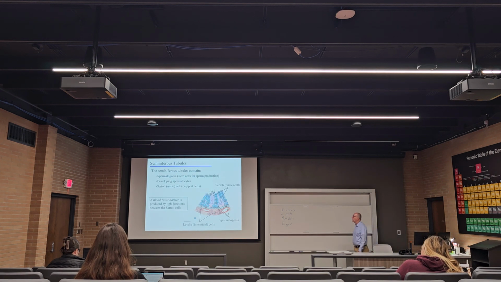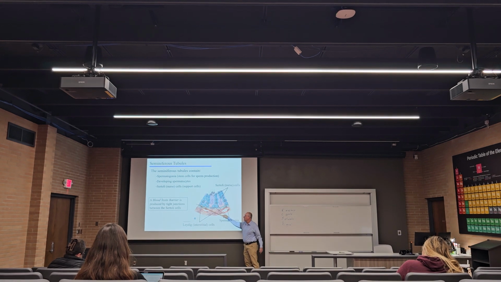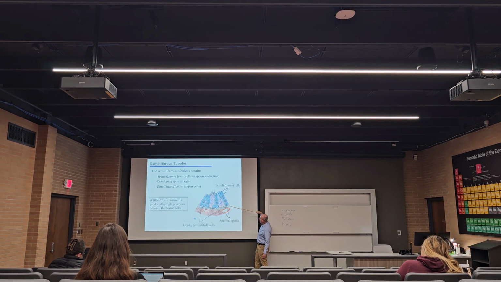So let's take a little closer look at what these tubules look like. Once again, if we blow it all up, we can see here's the edge of our seminiferous tubules out here. Outside here, we have the interstitial space, and these are the Leydig cells out here that are going to be producing the testosterone. So the testosterone is produced by these Leydig cells out here.